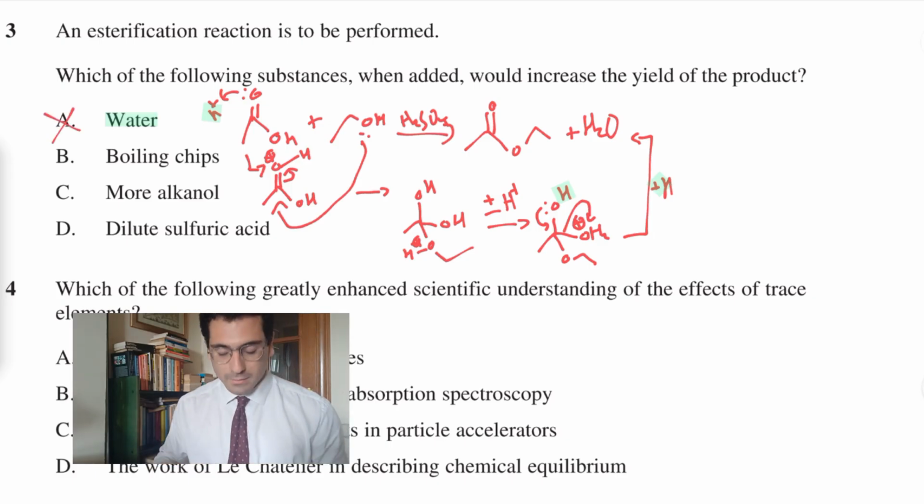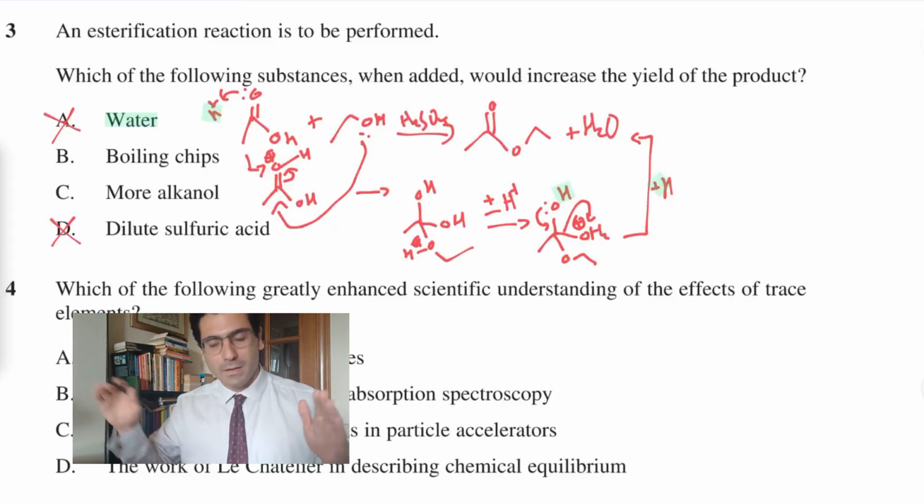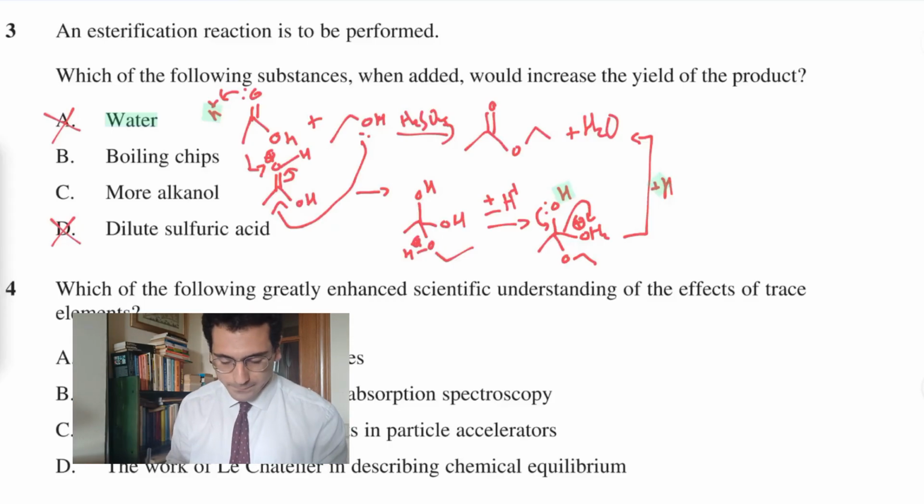I will skip to D for a specific purpose. We have the dilute sulfuric acid. Now, catalysts will increase the rate of reaction, but they will not necessarily increase the absolute yield of a product. So we know it cannot be the dilute sulfuric acid. It would just make it either go faster or slower, but the yield in infinite amount of time would not change.